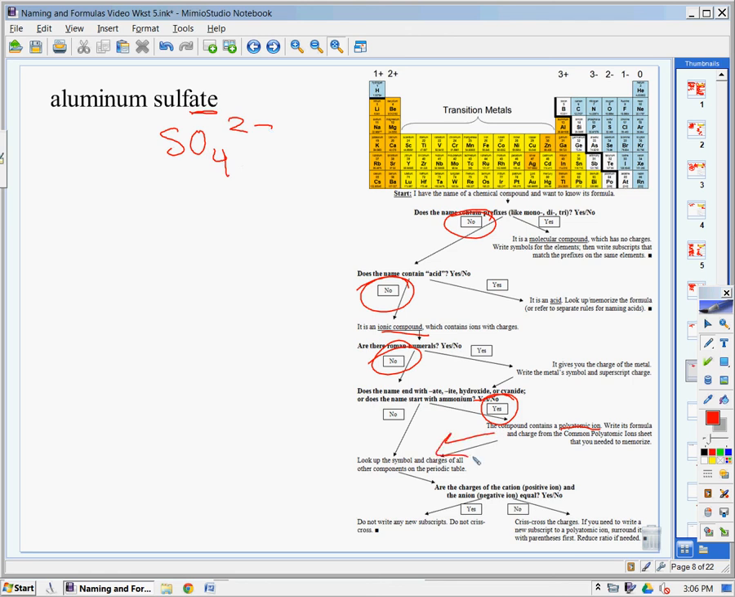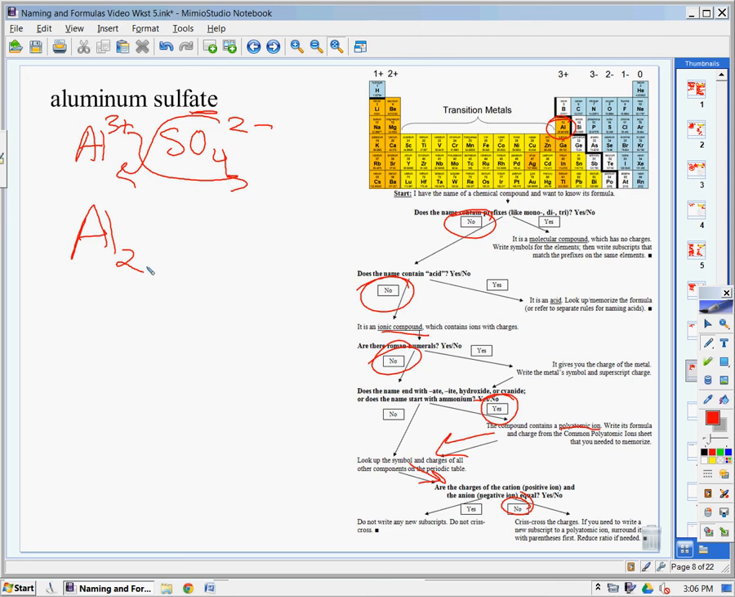Look up the names and charges of all the other components. So the aluminum part, we need to look on the periodic table. Al is in the 3+ column. All right, here we go. Are the charges equal and opposite? Why, no, they are not. So we've got to crisscross. 3 goes down there, 2 goes down there. That's Al2. Right, what the heck do we do with 3?